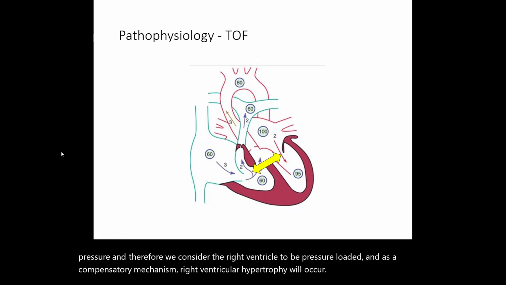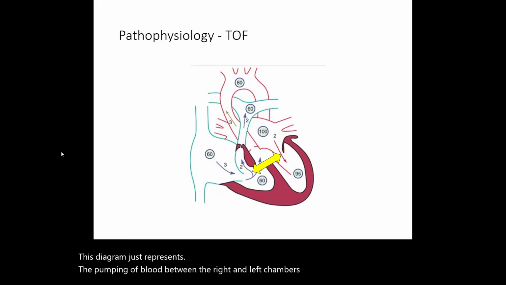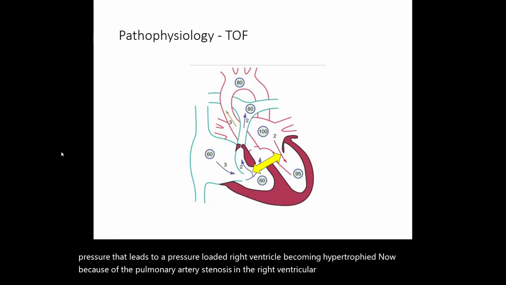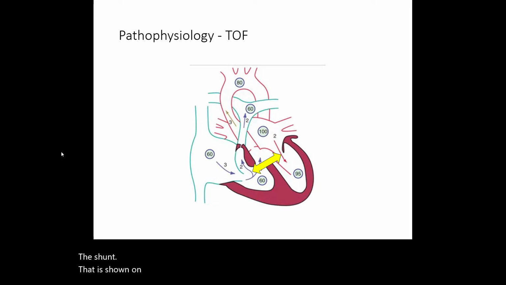This diagram just represents the pumping of blood between the right and left chambers against the high left ventricular pressure that leads to a pressure-loaded right ventricle becoming hypertrophied. Now, because of the pulmonary artery stenosis and the right ventricular hypertrophy, eventually with time, if not immediately, the shunt that is shown on the screen here between the right and the left chambers will occur, and the baby will become cyanotic.